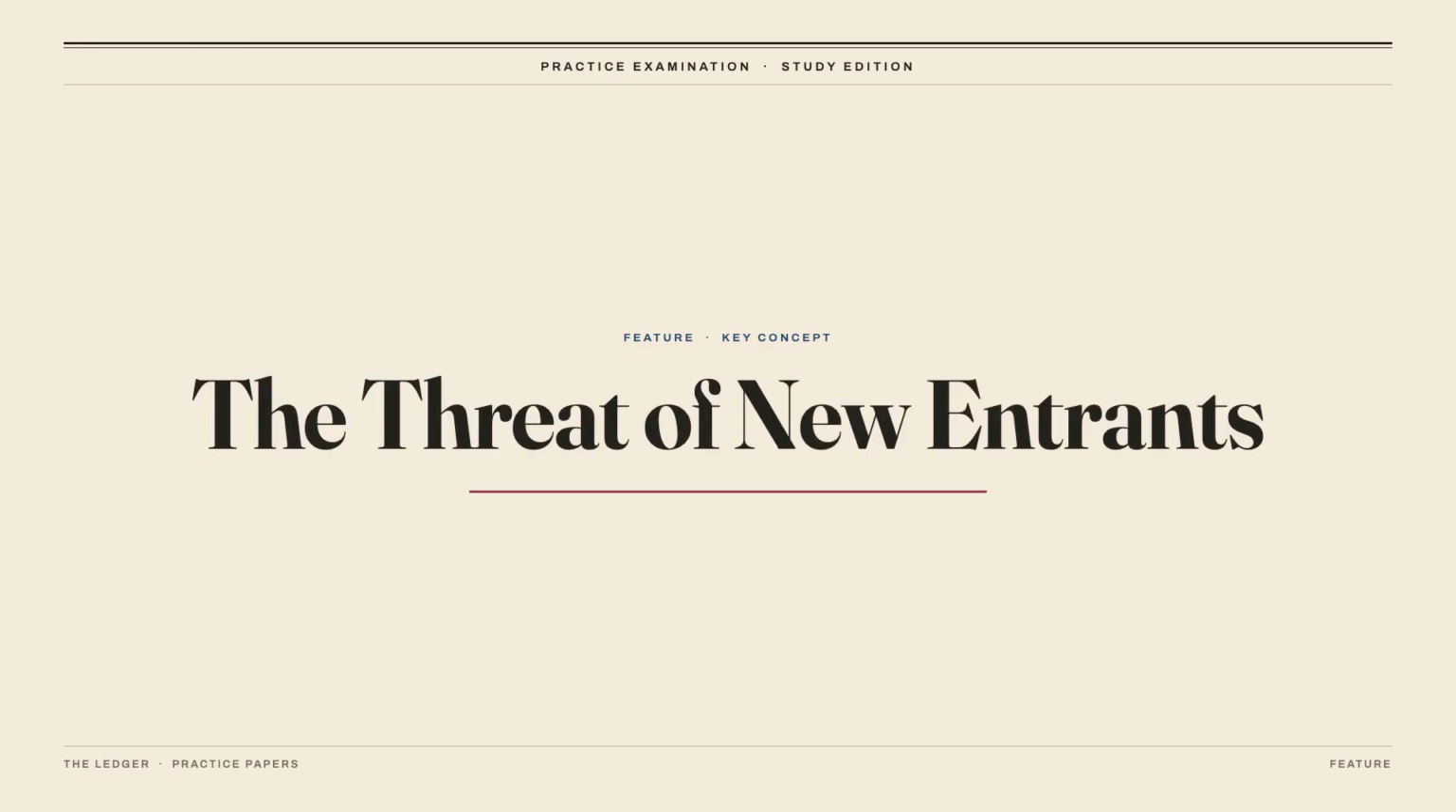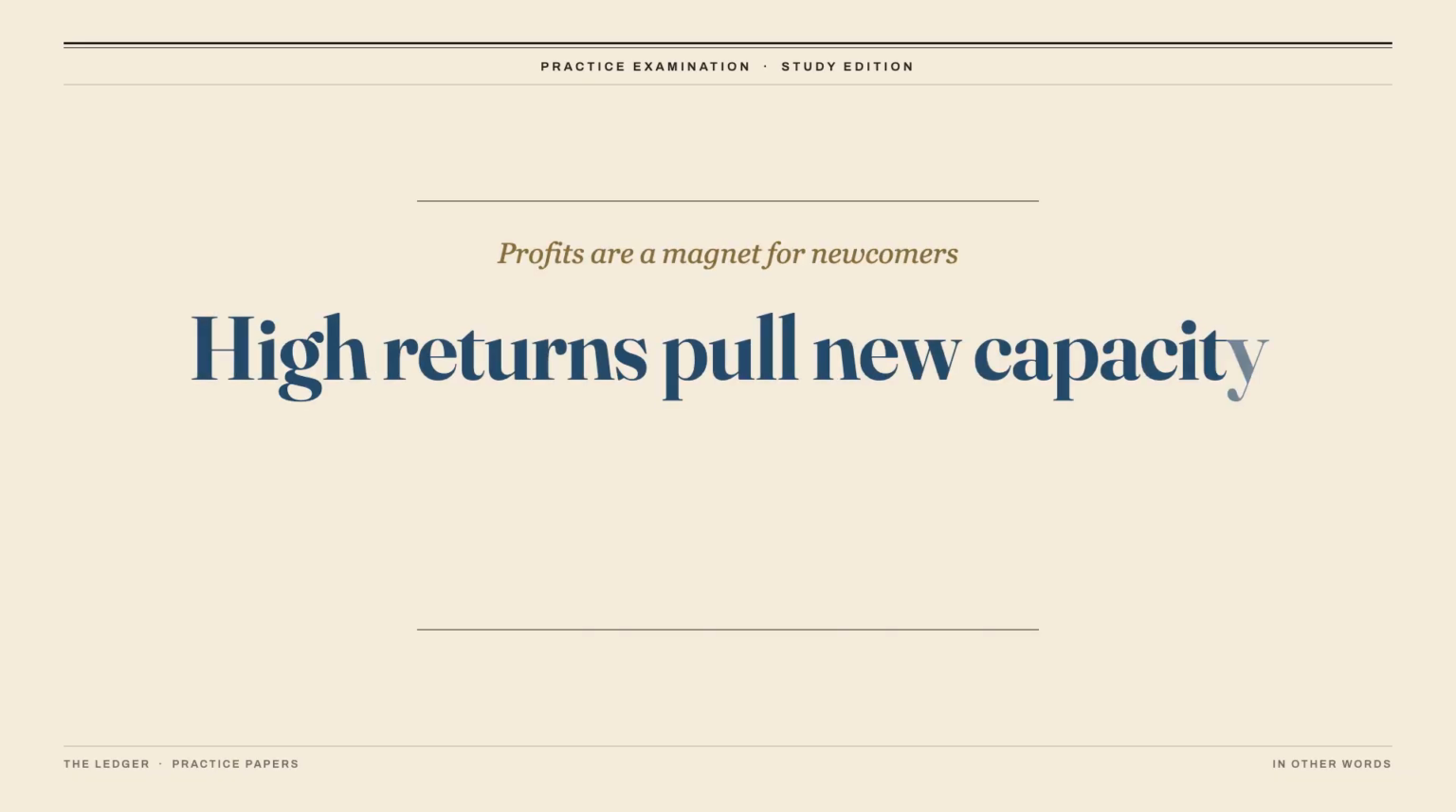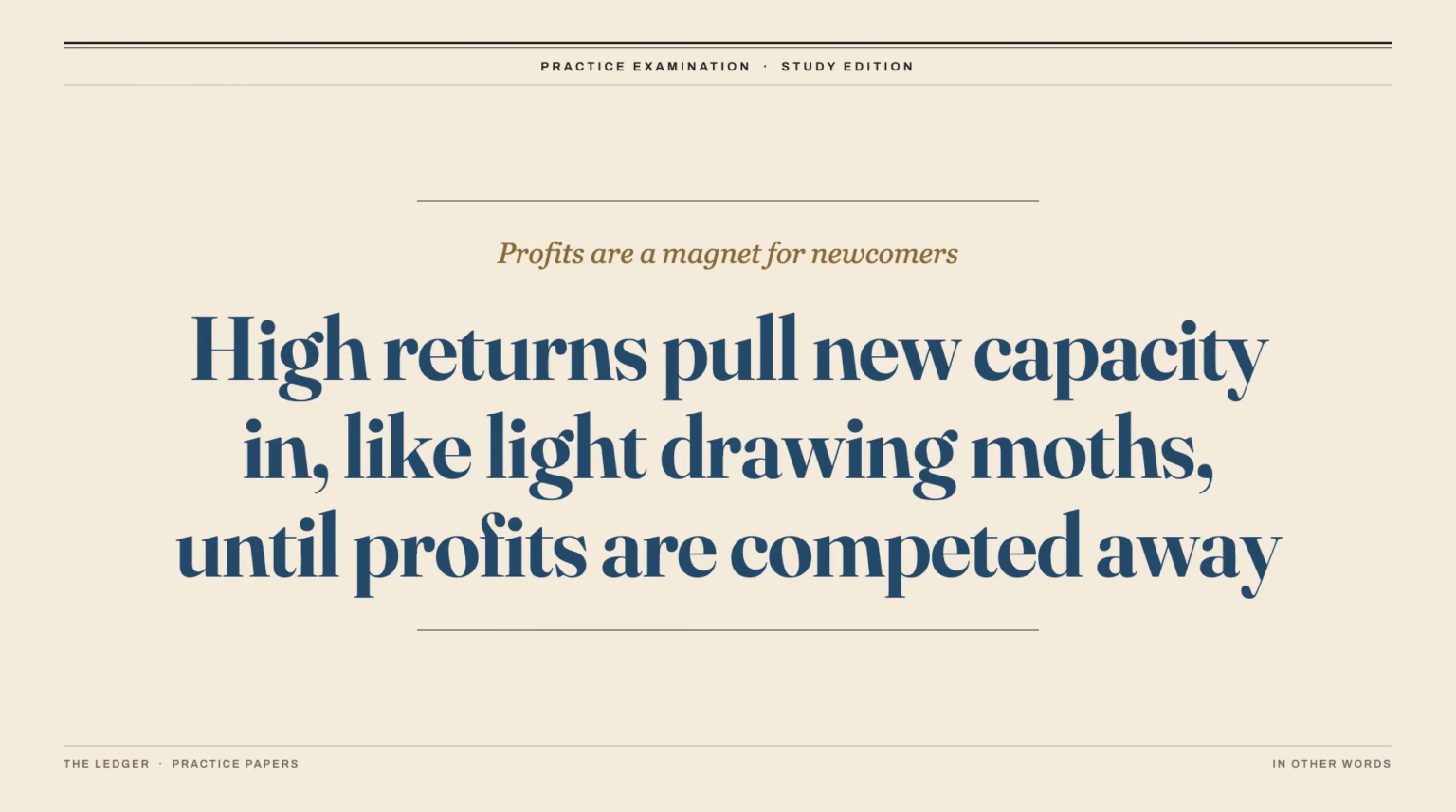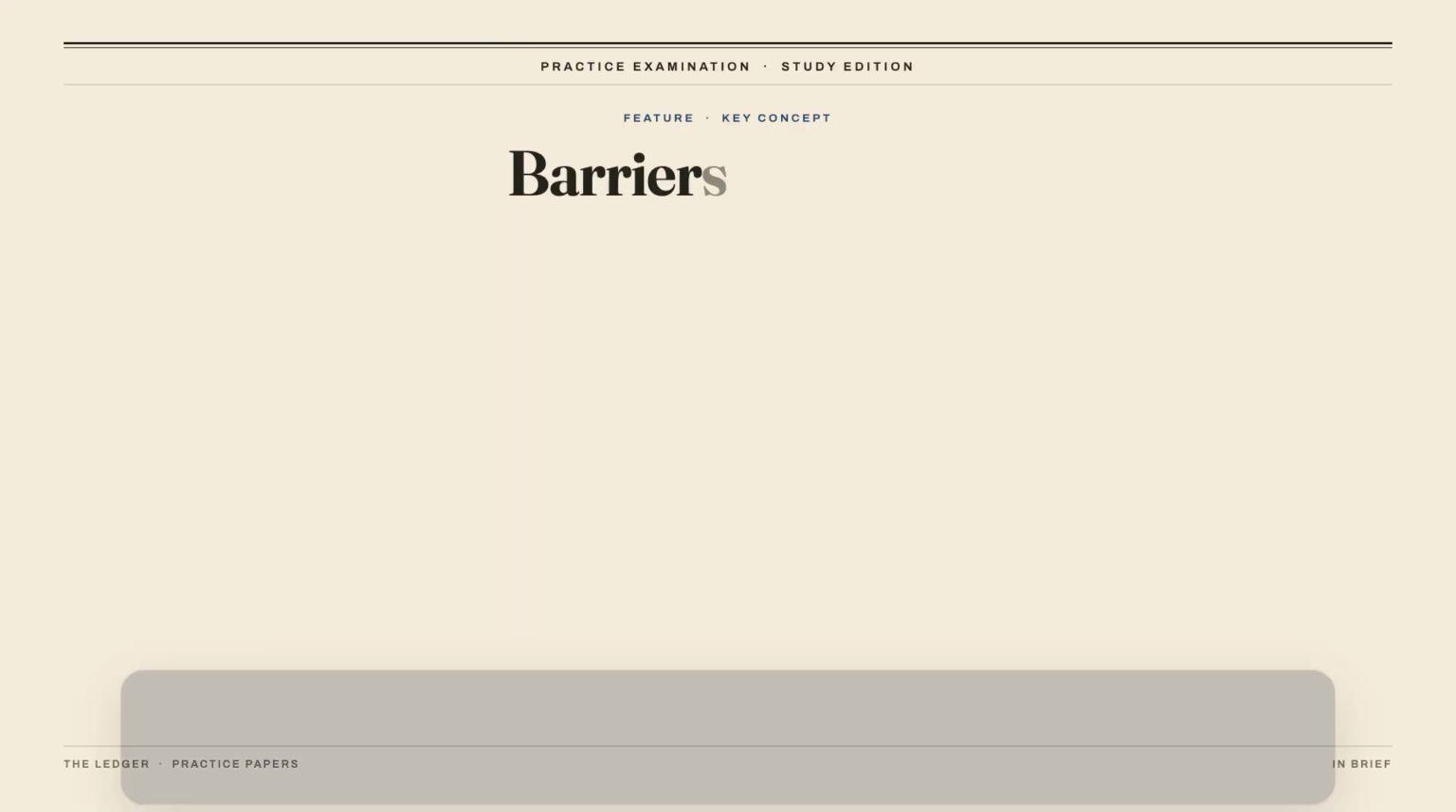A comfortable market can be upended not by changing customers or suppliers, but by a single new competitor walking through the door. This is the threat of new entrants, one of Porter's 5 forces, and it measures how easily outsiders can break into an industry. The engine behind this force is capacity. A new entrant adds supply, and extra supply chasing the same customers pushes prices and margins down. Whenever profits look attractive, they act as a magnet for newcomers until those excess returns get competed away.